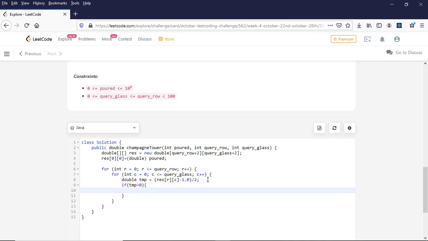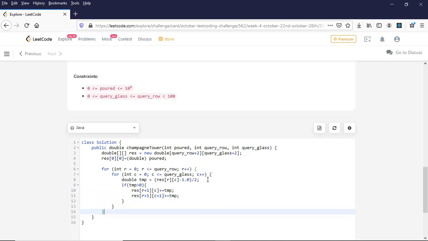So if temp is greater than 0, then result of, since it's the next row, it will be r plus 1 and left will be c. So that equals whatever is the current value plus the temp value. Similarly for result of r plus 1 and c plus 1, it equals whatever is the current value plus the result value.